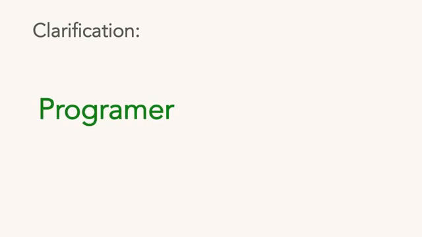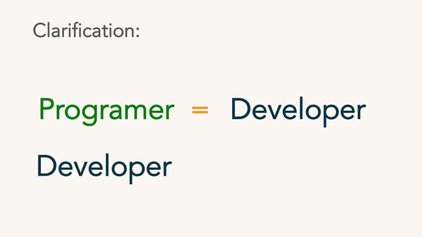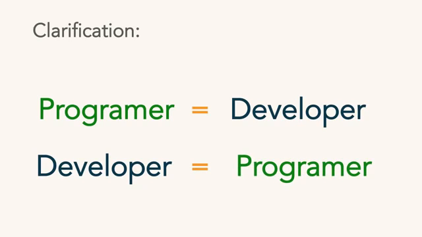So, clarification, and I think I've already said this, but I want to say it again. Programmer and developer, we're going to use those interchangeably. So a developer is a programmer is a developer. Just want to throw that out there real quick.